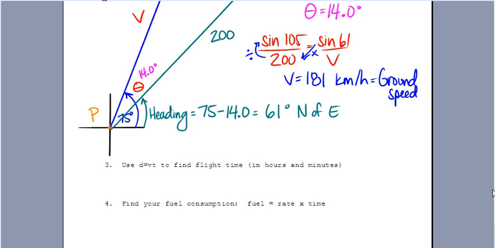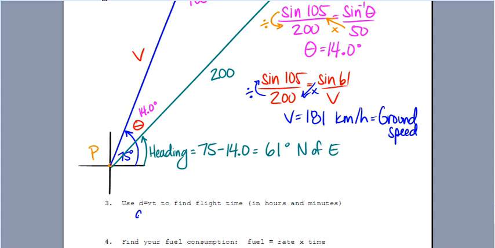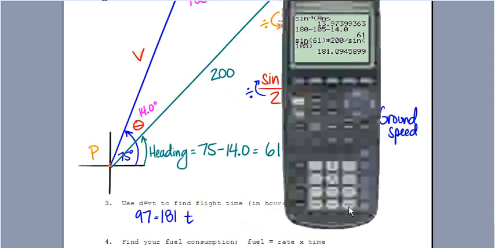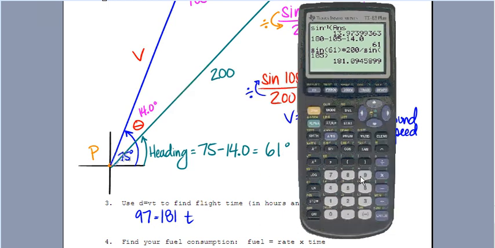Just like the crummy pilots, once we've got that information, we want to use d equals v times t to figure out your time of flight. We measured the d at, what did we have, 97 kilometers. We're always going to use the ground speed for the velocity, so that's easy, the one that you find, 181 times t. And here, this calculation is in kilometers per hour and kilometers, so that means our answer is going to be in hours. So 0.536 h for hours.